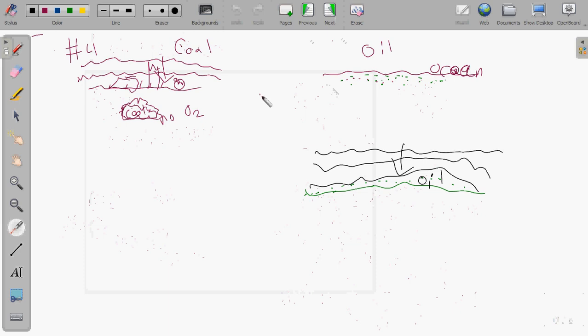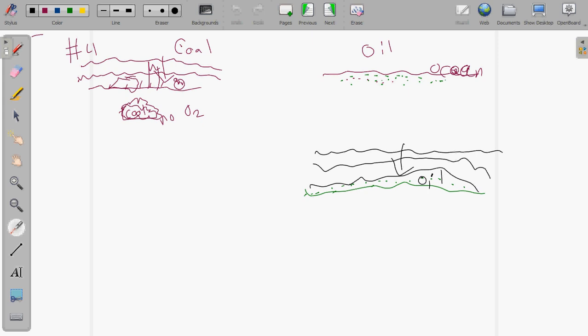All right. Coal forms from ancient swamps. Oil forms from ancient oceans. And so in ancient oceans, the plankton would die and fall down to the bottom and become sediment. And over time, those sediment layers build up. And the heat and the pressure from all that weight cause the decay, the phytoplankton, to change into oil.